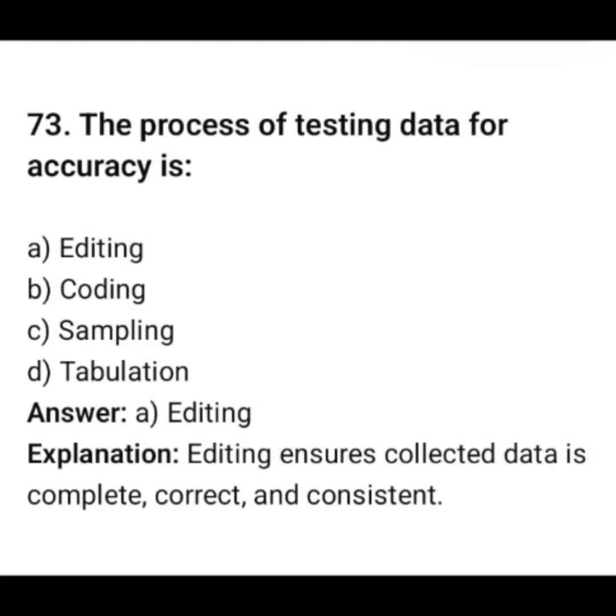The process of testing data for accuracy is editing, coding, sampling, tabulation. The correct answer is option editing. Editing ensures collected data is complete, correct and consistent.